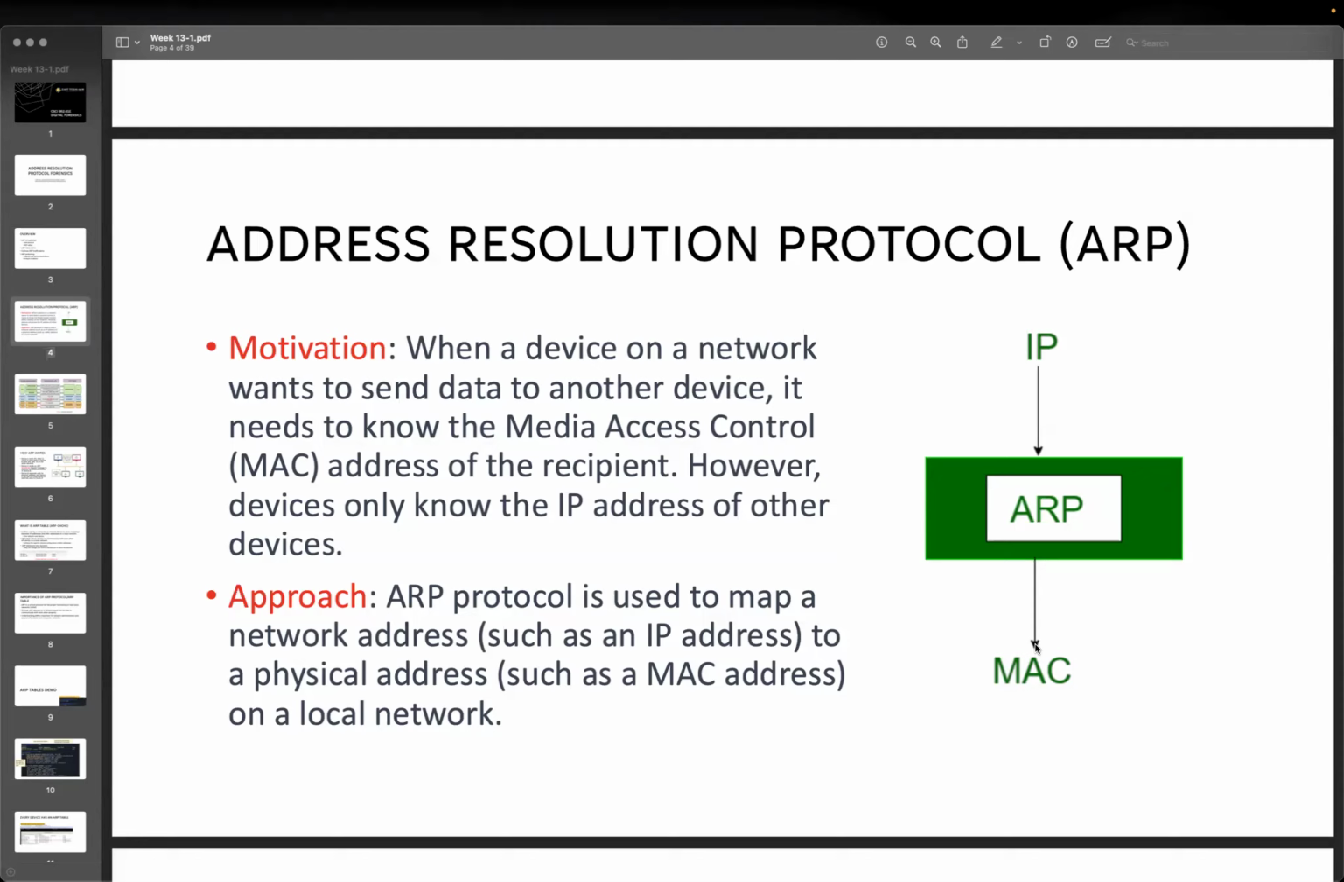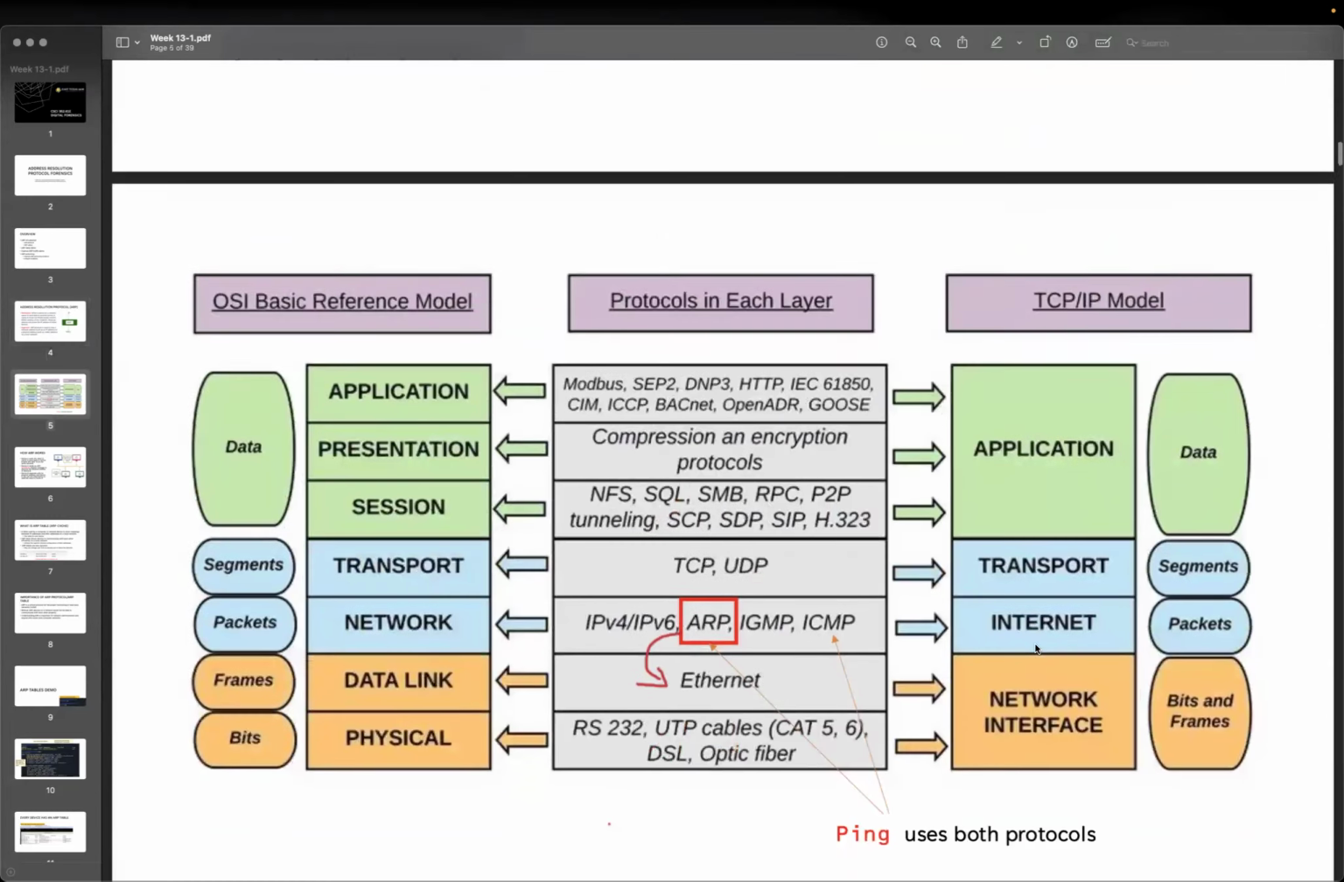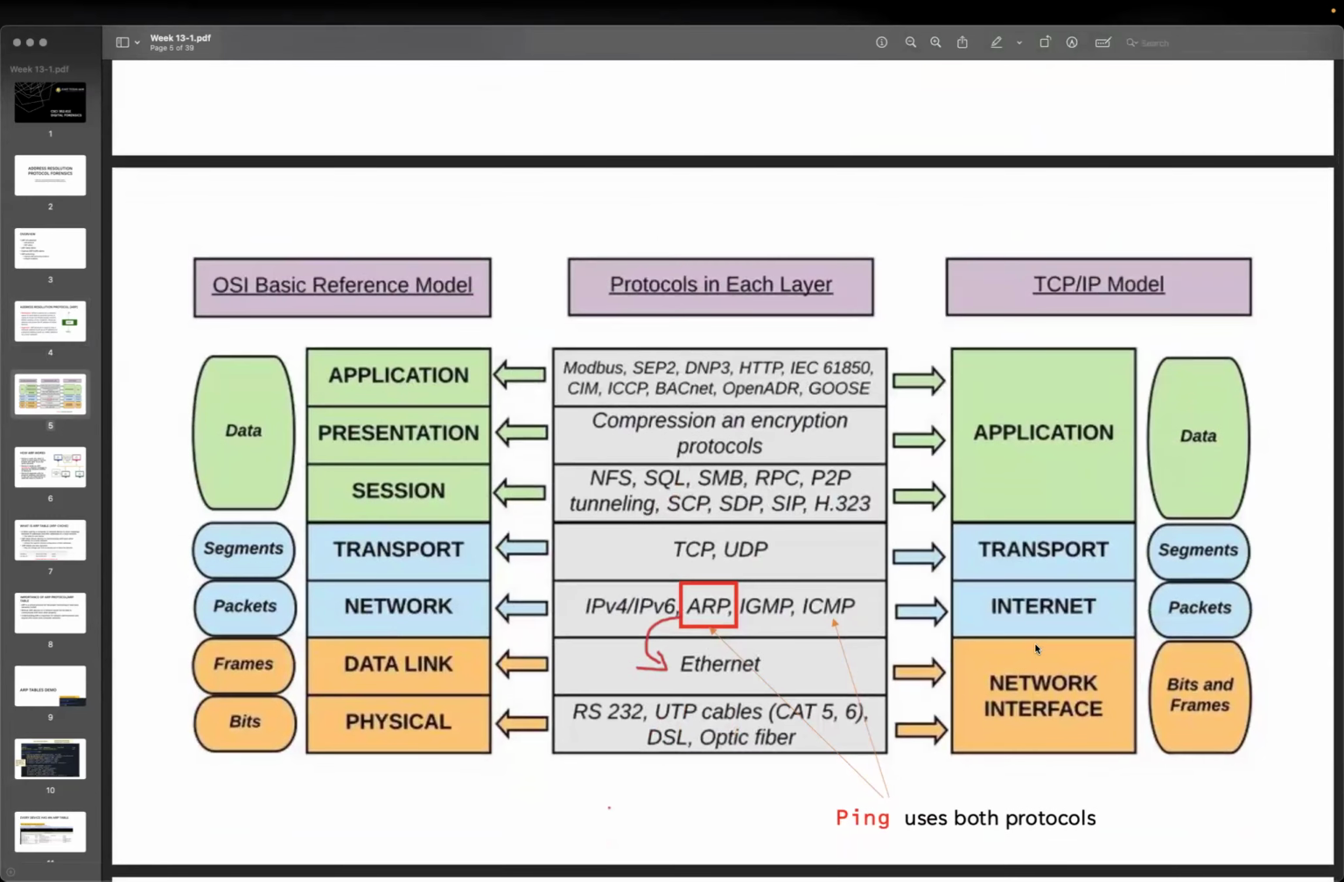However, devices only know the IP address of other devices, so how can we find out? The ARP protocol is used to map a network address, which is the IP address, to the physical media address, which is the MAC address, on the local network. So that is the idea of ARP.